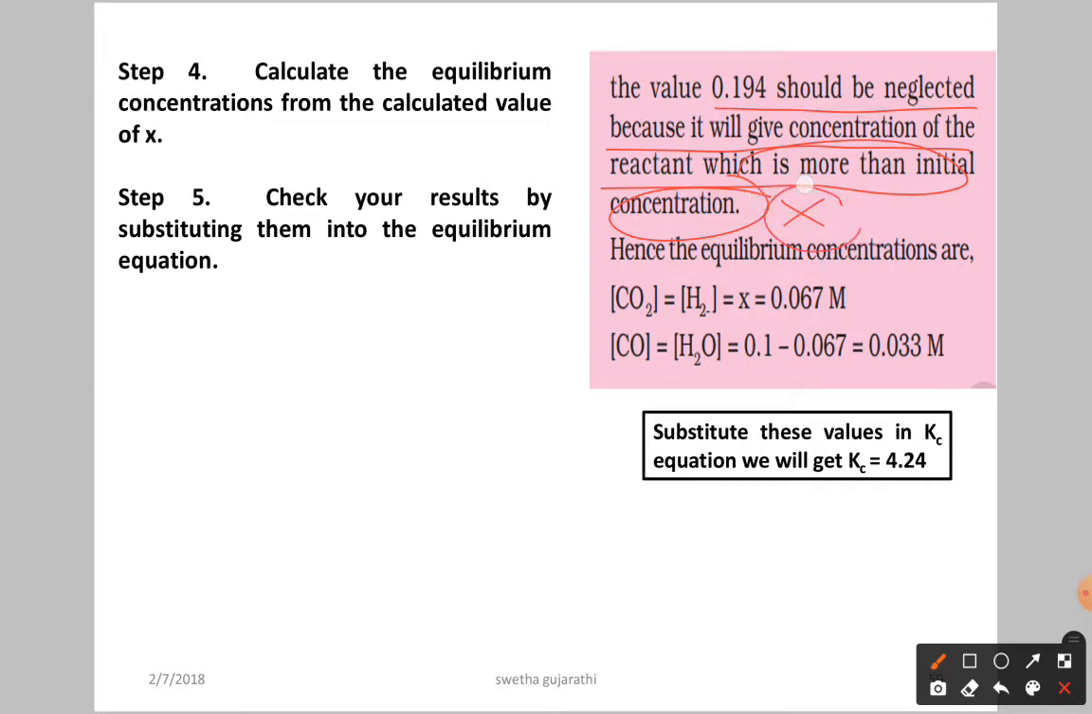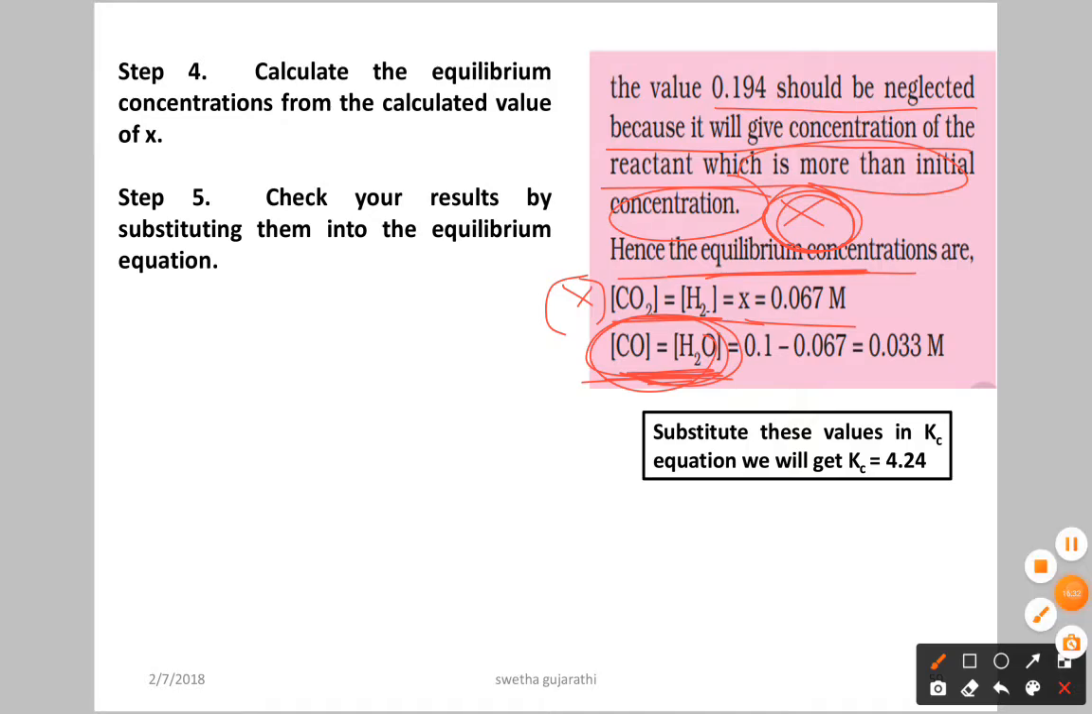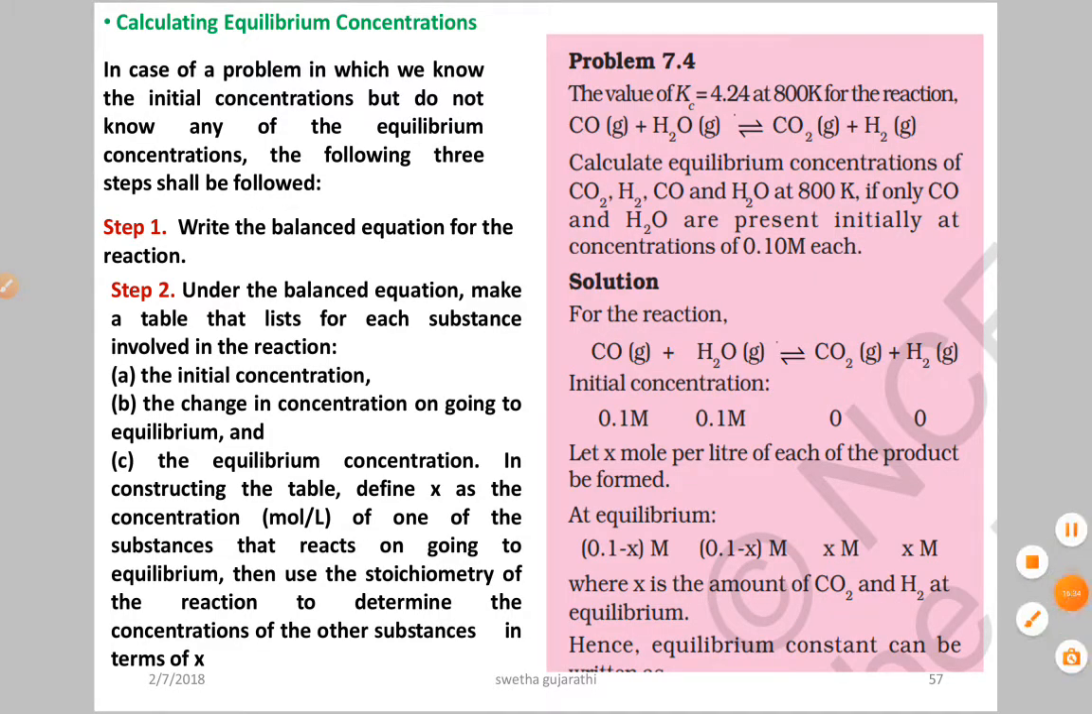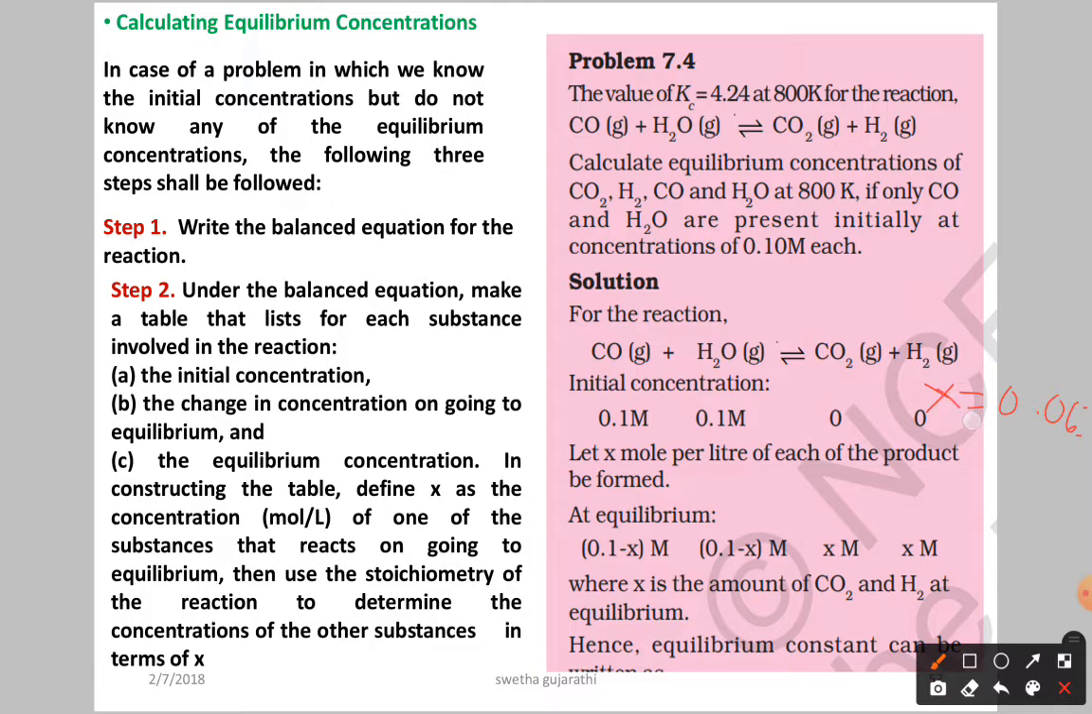Now substitute here. We have to find out the equilibrium concentration. At CO2 we are assuming x, that is 0.067, because we already got the x value. Now what about the CO concentration and H2O concentration? If you see the table here, we already got the x value, x equal to 0.067, isn't it?